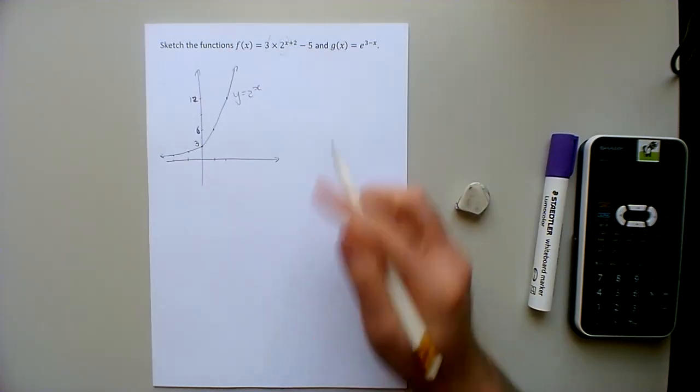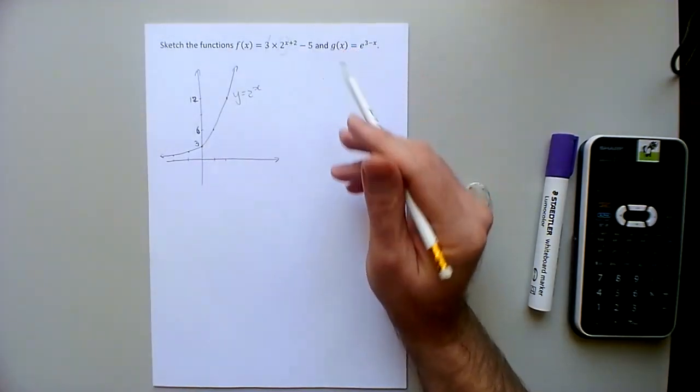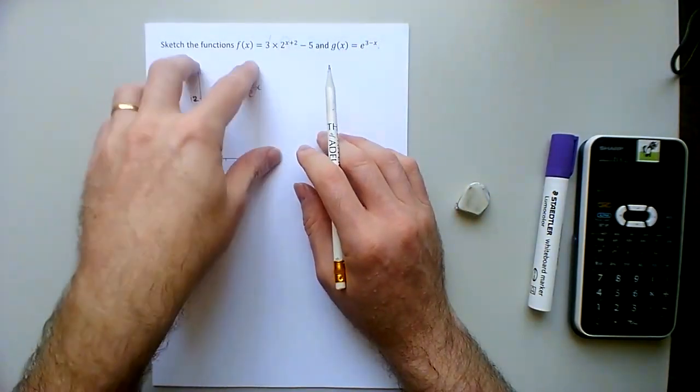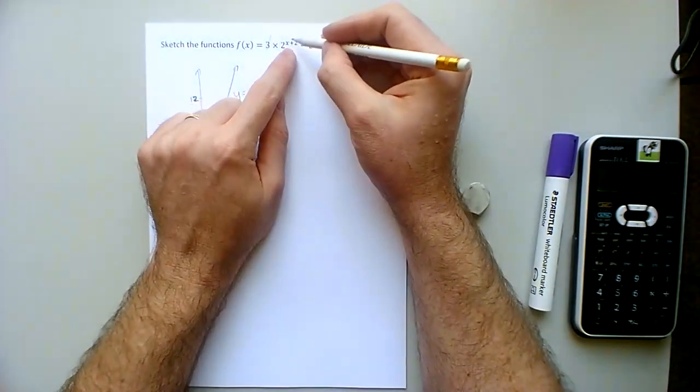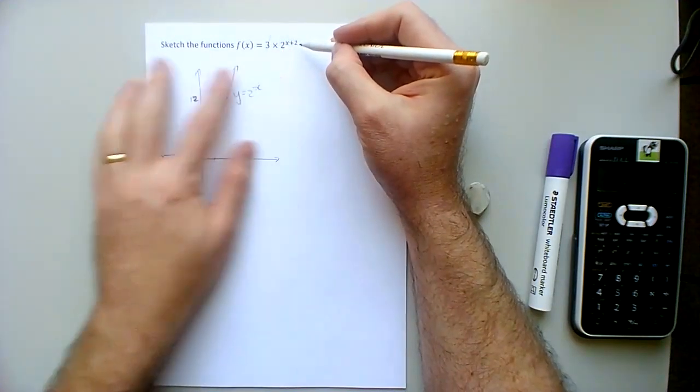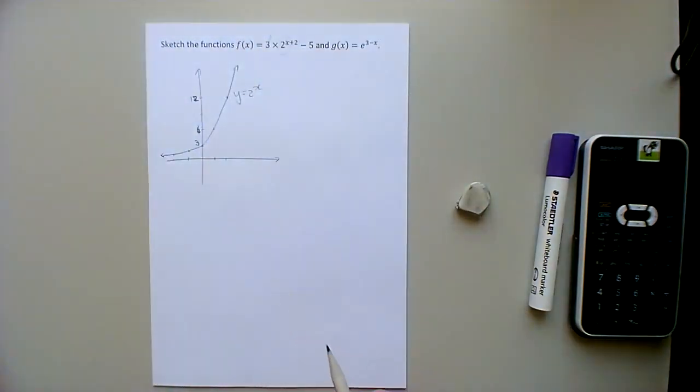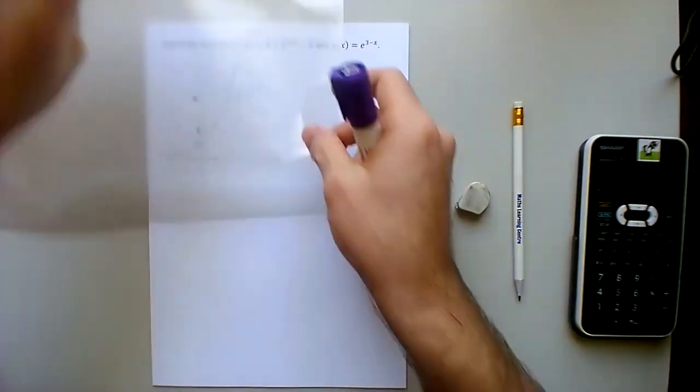And then the minus 5 means the whole thing shifts down by 5 because all the y coordinates have 5 subtracted from them. And then this plus 2, replacing x with x plus 2, will shift the whole thing backwards by 2. So it's going to be easier for me to visualize that if I do it with a plastic sleeve.